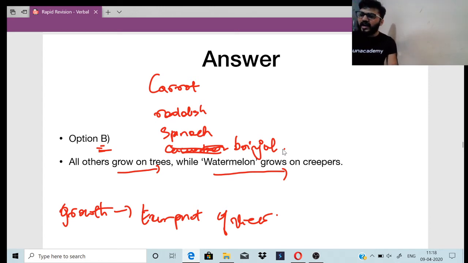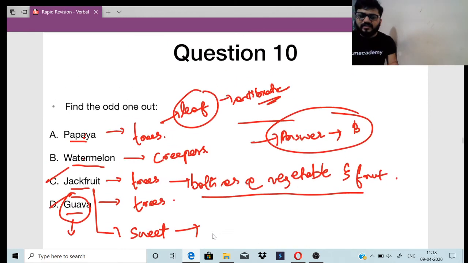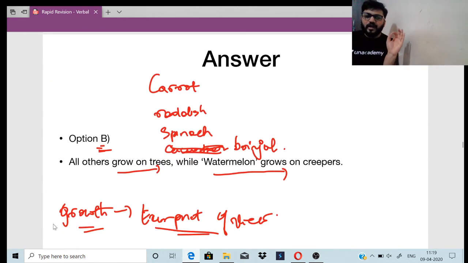Understood, right? So you should always go with the growth. Carrot, radish, spinach, brinjal. Okay? So you should always go with the growth. That is the exam point of view. If you go with the size and all, yes, the question which I gave is very confusing. If you go by the size, jackfruit is bigger in size, guava is smaller in size, it has lots of seeds, right? So you can choose any one of it. But from the exam point of view, you should always go with the growth. Where they are grown, how they are grown, okay?